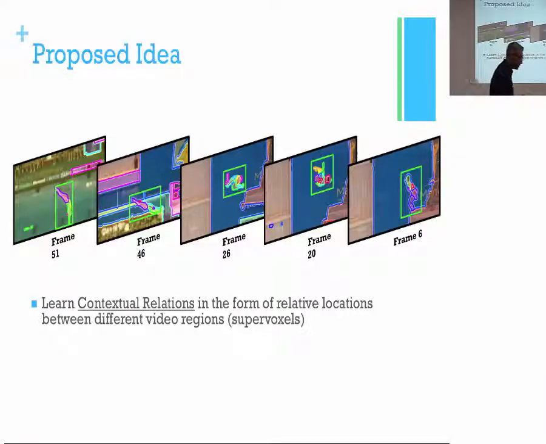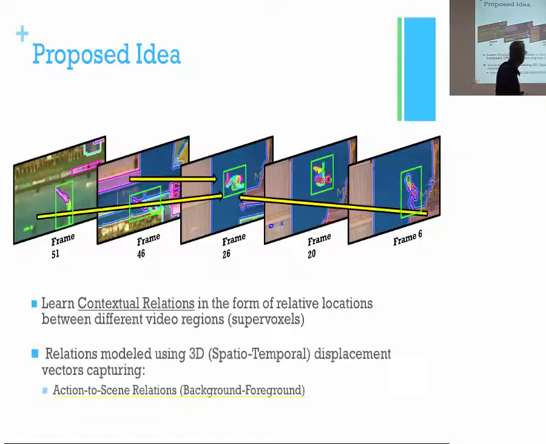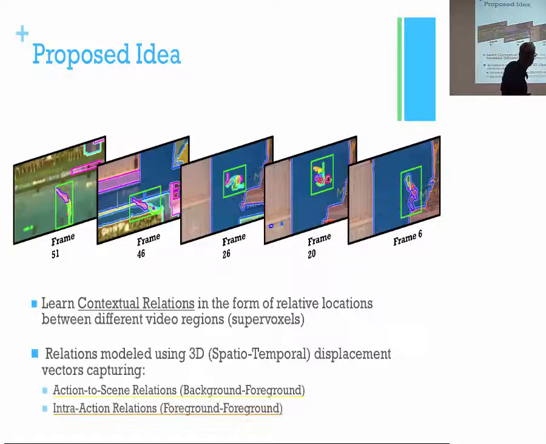And that context is captured by 3D displacement vectors. So we have spatiotemporal displacement vectors, and we try to capture the action-to-scene, that is background-to-foreground relation, as well as foreground-to-foreground relation, shown by these arrows over here.